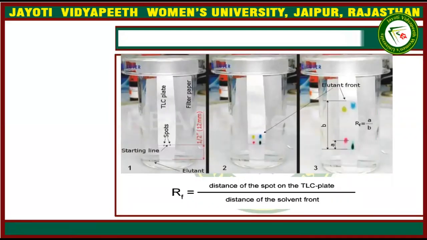This is the diagram of thin layer chromatography, in which a thin layer of silica gel is there, and the sample is loaded here. The mobile phase will move the sample in the upright position, and it will separate the particles which are present in the sample. For example, these are the separated particles. The particles are identified on the basis of their RF value. The formula of RF value is the distance traveled by the solute divided by the distance traveled by the solvent.